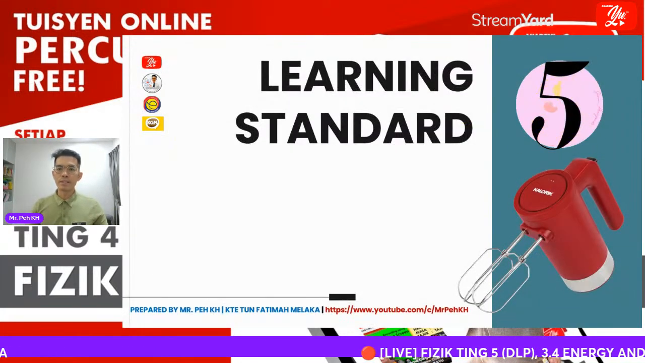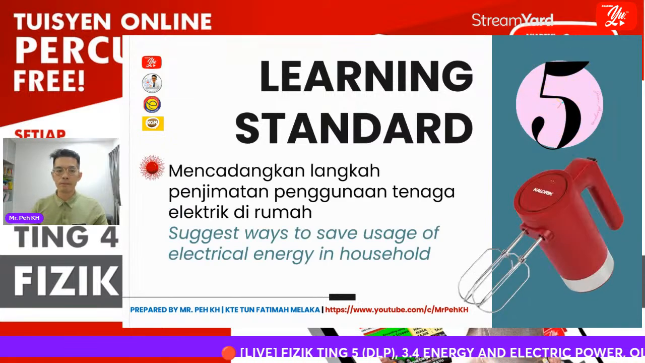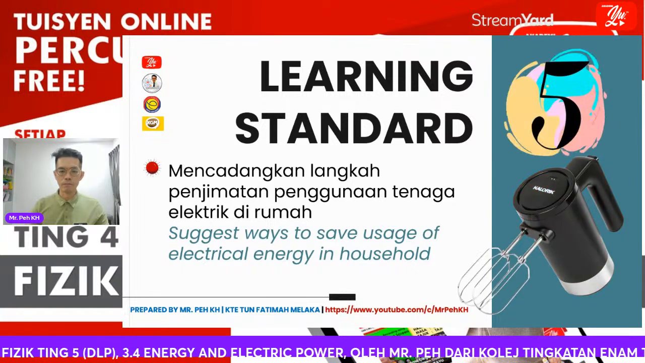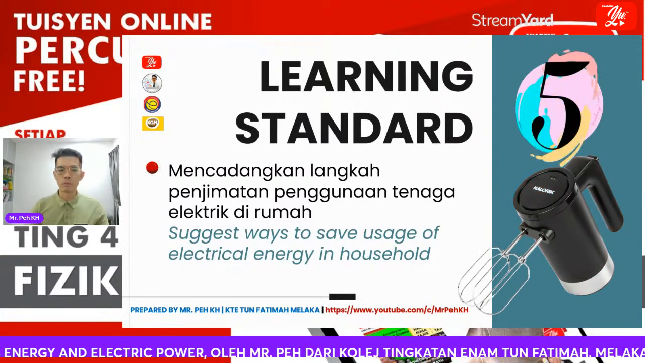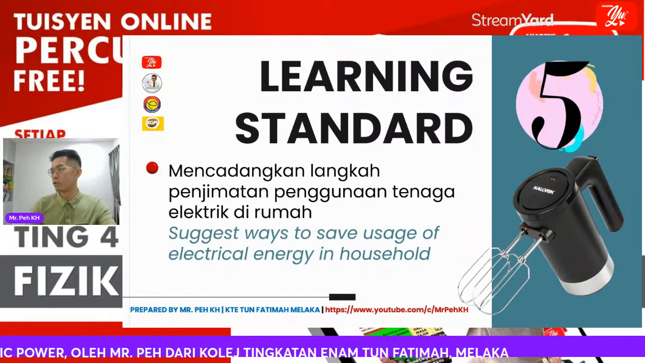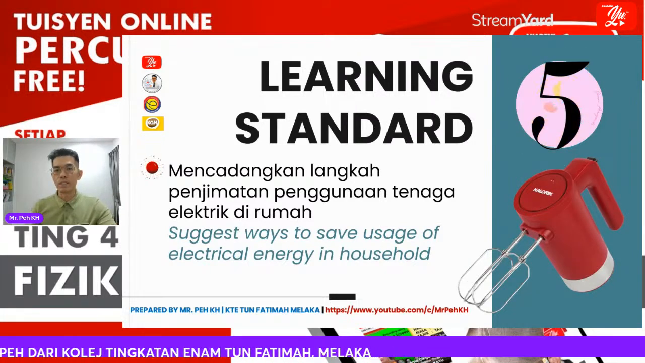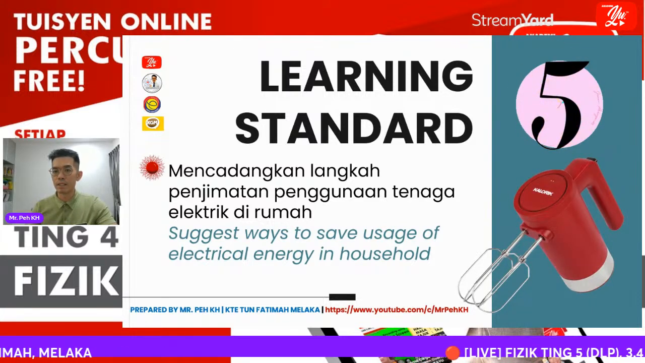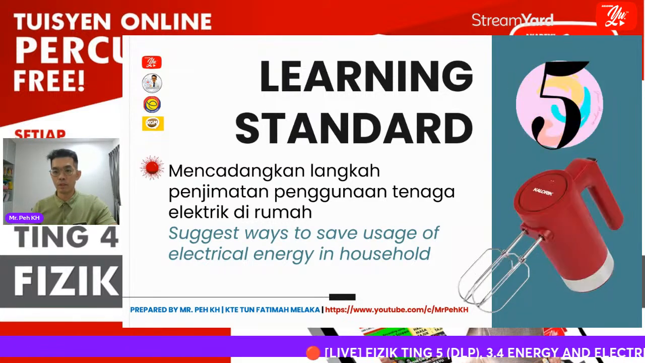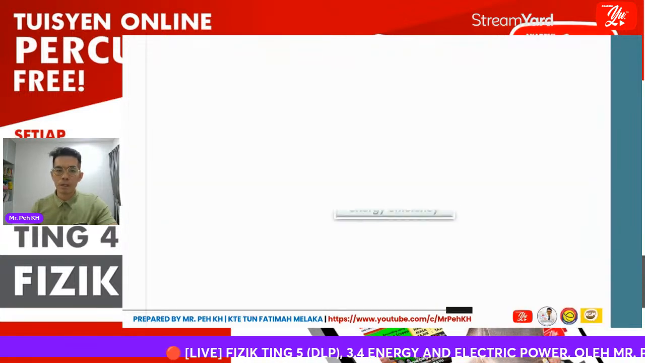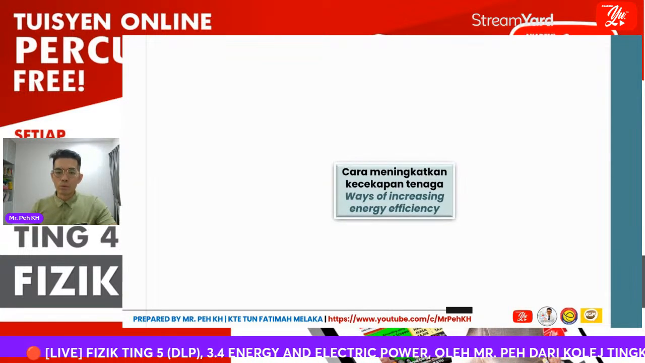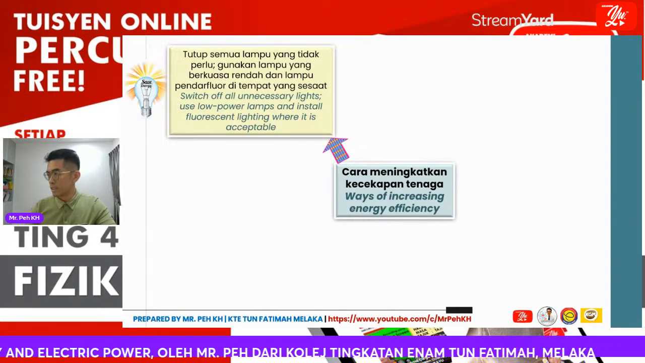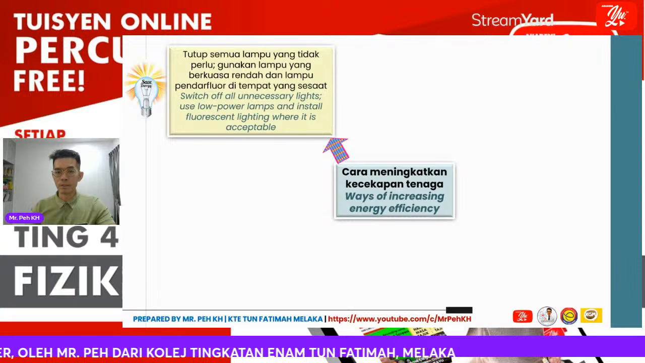Okay, so the last one will be Learning Standard 5: suggest ways to save usage of electrical energy in the household. Here we have to discuss how we can save our energy. And at the end of this Learning Standard 5, we have another formula, where we want to get the efficiency of a certain electrical appliance, for increasing energy efficiency. Actually we have many methods; this is just some of the examples I show you today.